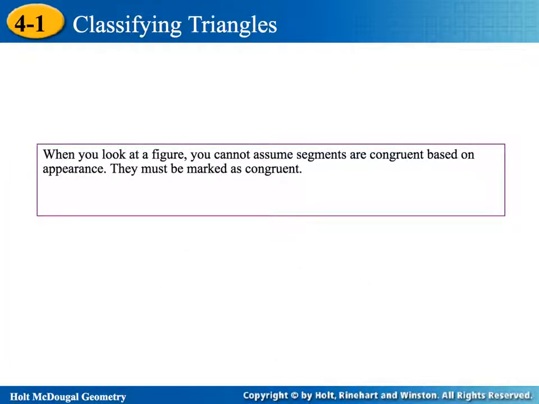When you look at a figure, you cannot assume segments are congruent based on appearance. They must be marked. So if I drew this, it looks like it could be equilateral or isosceles. But until I put this, you cannot say that they are. Now that that's in there, you can say, oh, that's isosceles. But if those tick marks aren't there, you can't say that. So now I can say it's isosceles, or now I can say it's equilateral. So you have to have the tick marks there.